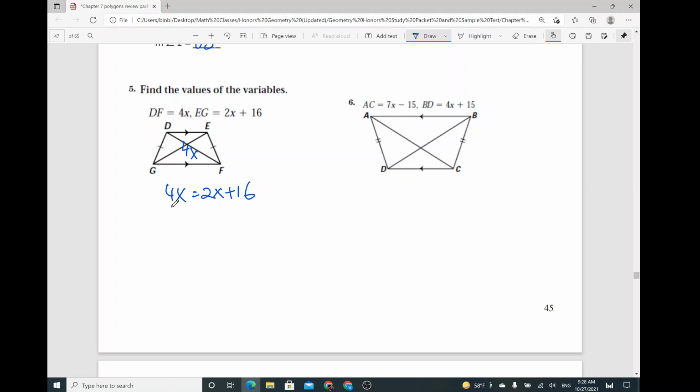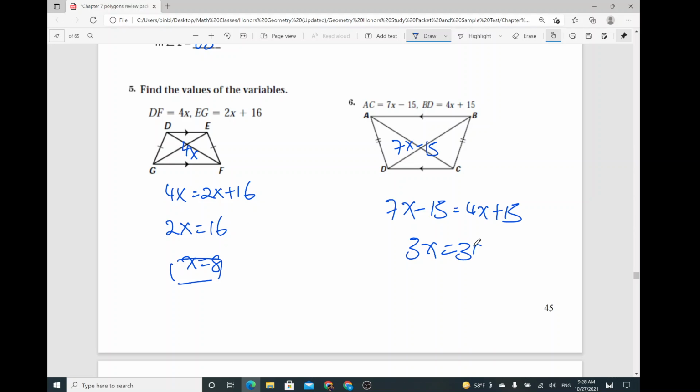So solve for x, subtract. 4x minus 2x, 2x equals 16. So x equals 8. Now AC is 7x minus 15 and BD is 4x plus 15. Just set them equal to each other, because that's an isosceles trapezoid, so the diagonals are always equal to each other. So 7x minus 4x is 3x, 15 plus 15 is 30, and divided by 3, x equals 10.